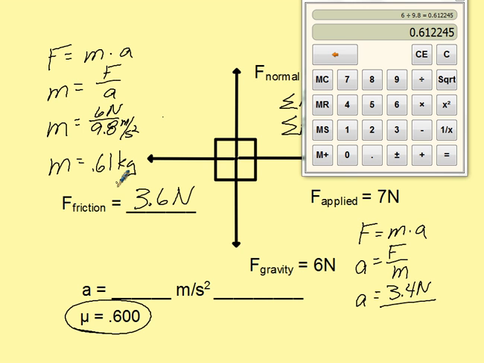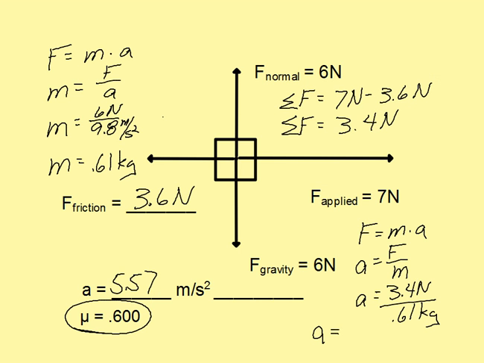So 0.61 kilograms, and now ultimately our acceleration is going to be 3.4 divided by 0.61. 3.4 divided by 0.61 equals 5.57 meters per second squared. Now this is something some of you guys have been leaving out on your homework, because acceleration is a vector quantity and we've got a magnitude of 5.57 meters per second squared. And we need a direction to the right.